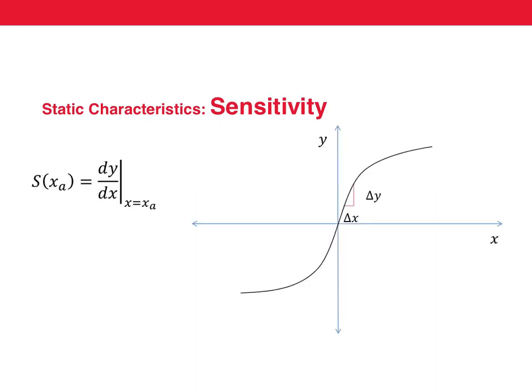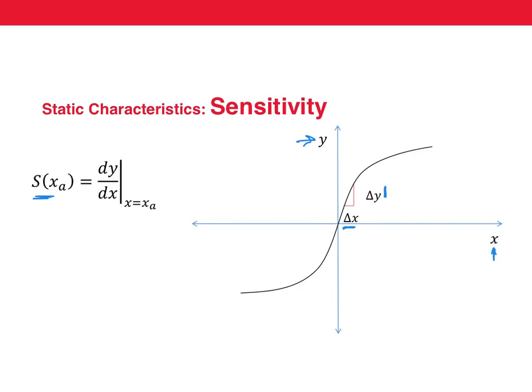So think about it this way. Let's say we have a sensor whose characteristic, whose relationship between input and output, is given by the curve on the graph. Say the input changes by a very small amount, delta x, and corresponding to this change in input, your output changes by delta y. So the sensitivity of this sensor is essentially given by dy over dx.